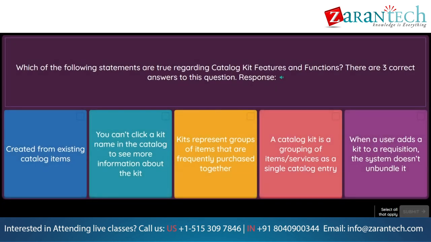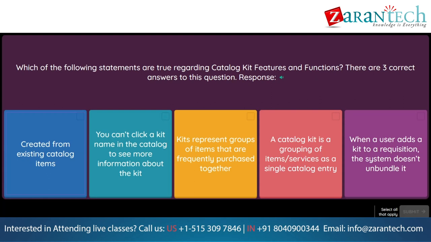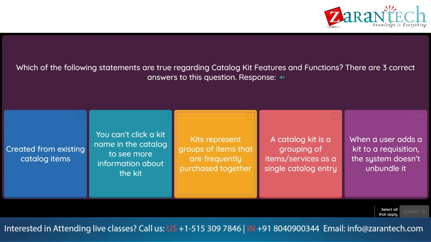Question, which of the following statements are true regarding catalog kit features and functions? There are three correct answers to this question. Response. Option 1. Created from existing catalog items. Option 2. You can't click a kit name in the catalog to see more information about the kit. Option 3. Kits represent groups of items that are frequently purchased together. Option 4. A catalog kit is a grouping of items/services as a single catalog entry. Option 5. When a user adds a kit to a requisition, the system doesn't unbundle it.